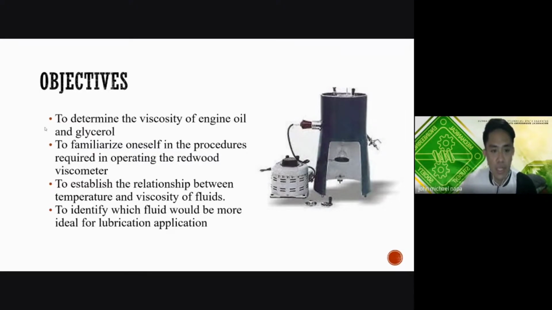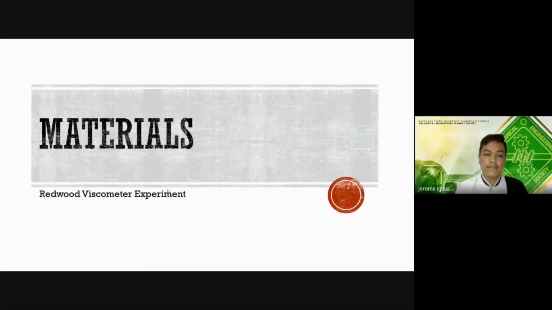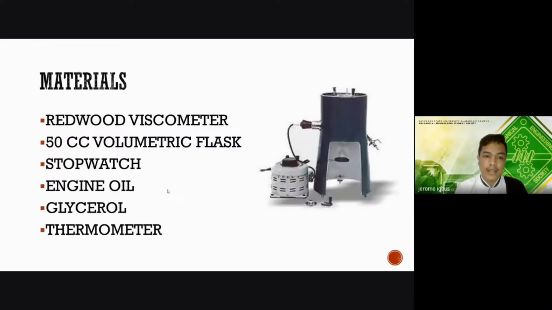The second one is to familiarize oneself in the procedures required in operating the Redwood Viscometer. The third one is to establish the relationship between temperature and viscosity of fluids, and to identify which fluid would be more ideal for lubrication application. So for the materials of the Redwood viscometer experiment, we will need a Redwood viscometer, 50 cc volumetric flask, stopwatch, engine oil, glycerol, and thermometer.